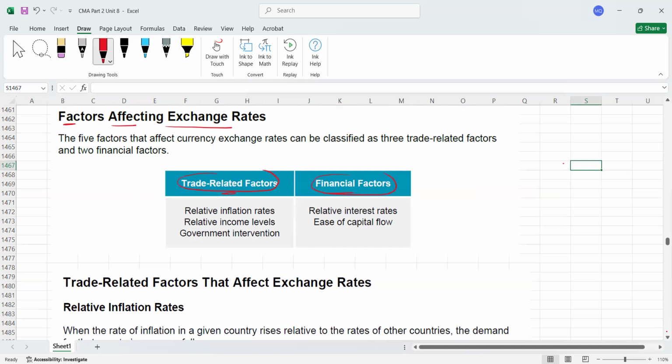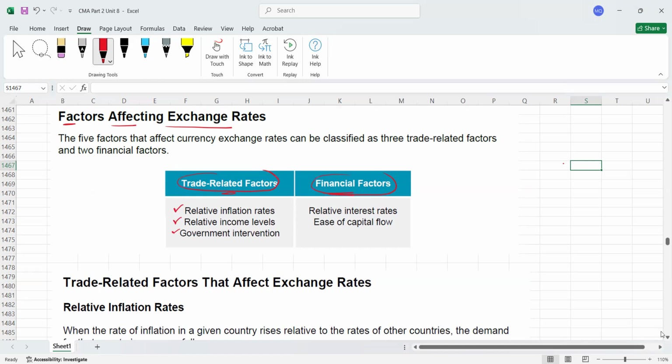First, we have the relative inflation rate. Sometimes inflation rates may affect your exchange rate. The second trade related factor is relative income level. The income level of one country can affect the exchange rate, like if your income is high or low, this can also affect the exchange rate. The third is government intervention. These are all trade related factors.